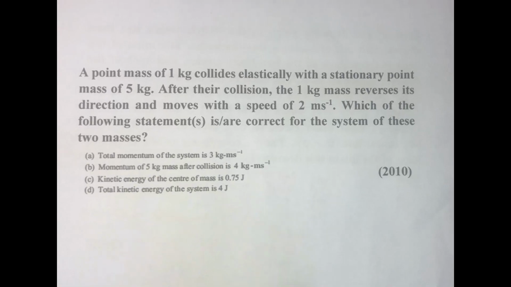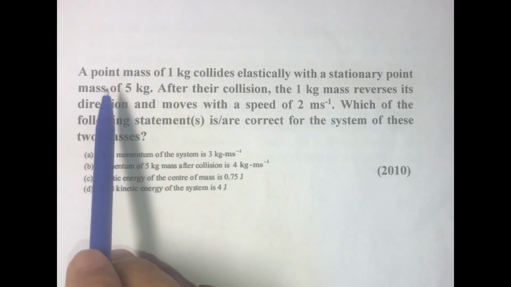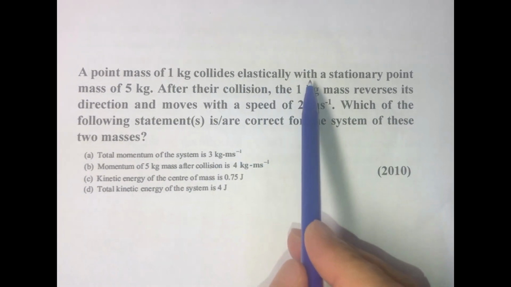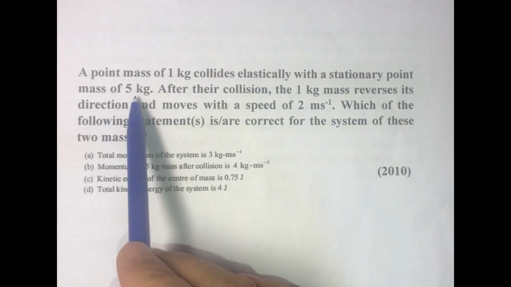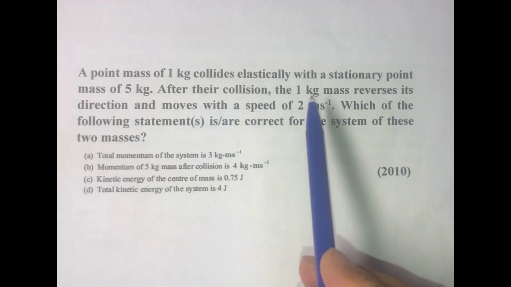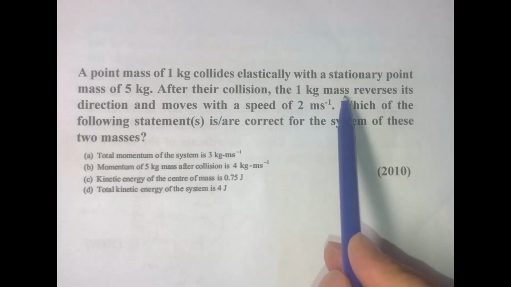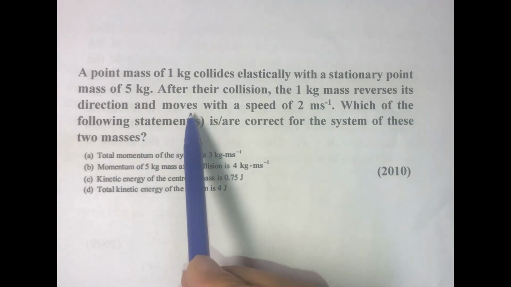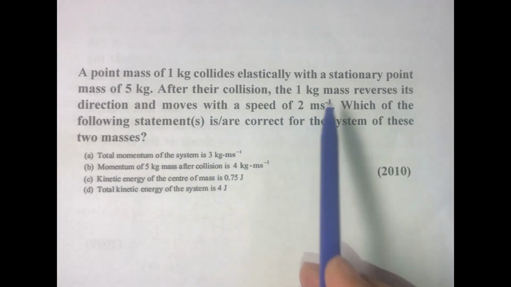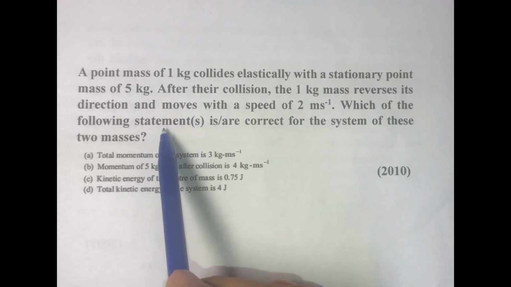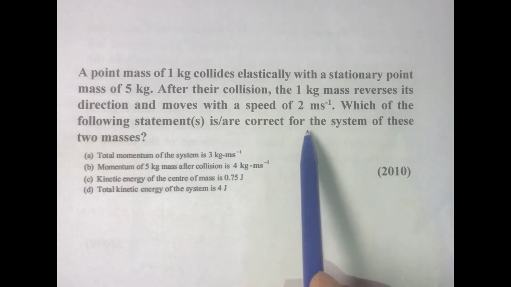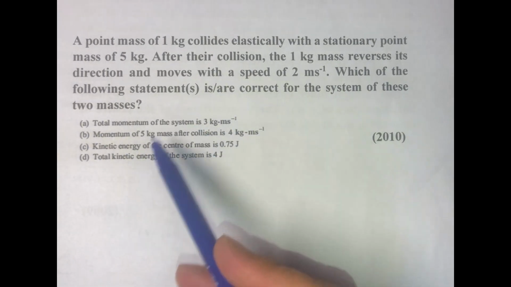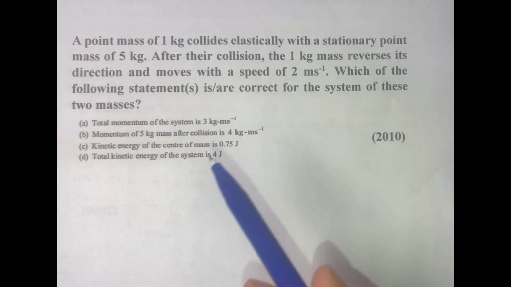Hello friends, today's question: a point mass of 1 kg collides elastically with a stationary point mass of 5 kg. After the collision, the 1 kg mass reverses its direction and moves with a speed of 2 meters per second. Which of the following statements is or are correct for the system of these two masses? These are the four options, and it's a multi-correct option question.